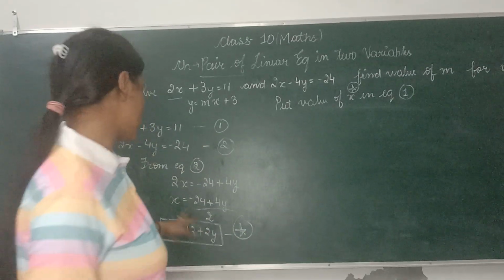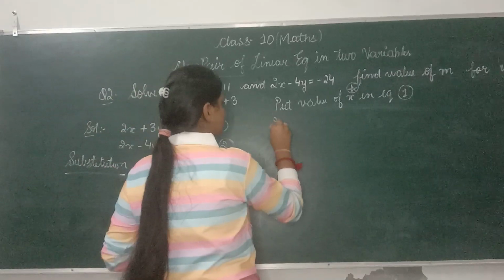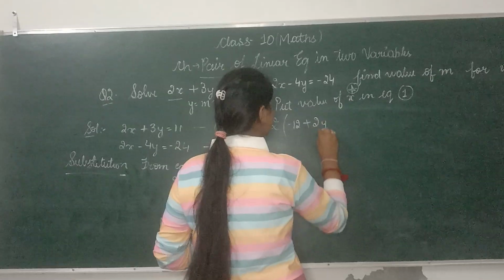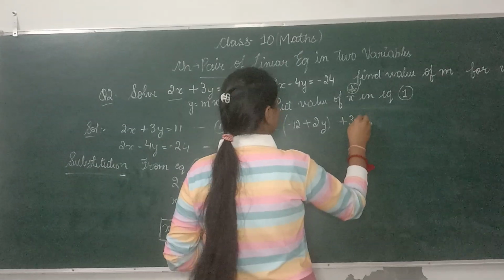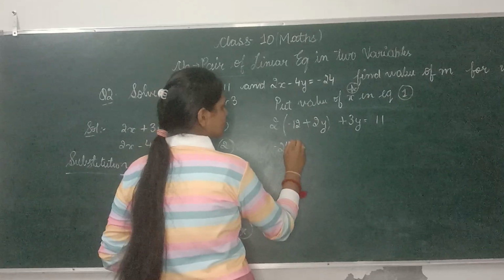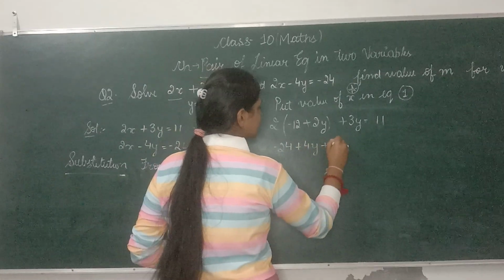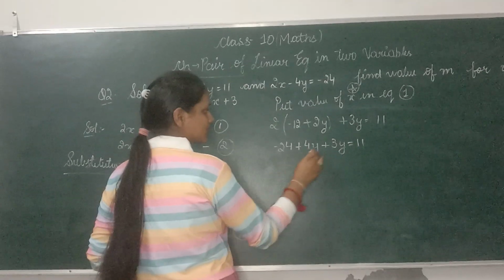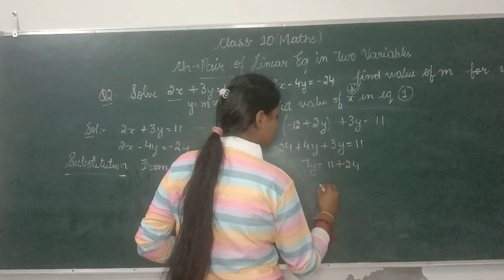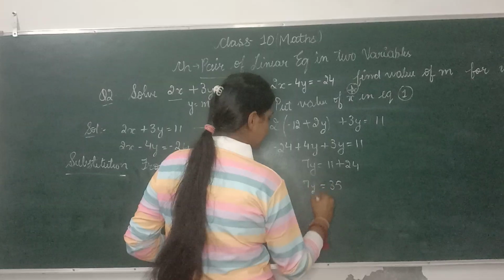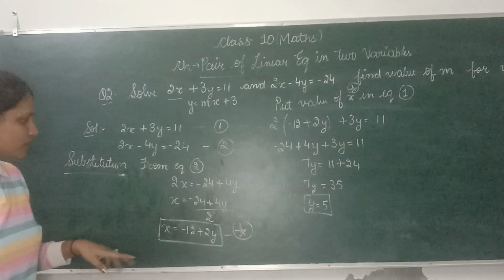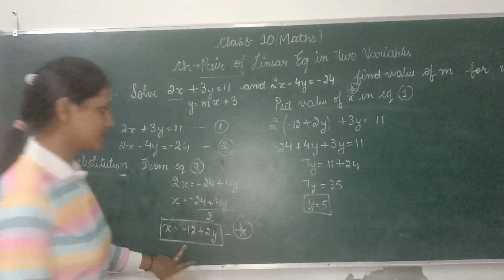So we will put the value of x in equation 1, that is 2 times minus 12 plus 2y, plus 3y is equal to 11. So minus 24 plus 4y plus 3y is equal to 11. This 4y plus 3y is equal to 7y, and 11 plus 24 will be 35, and the value of y will be 5. Okay.